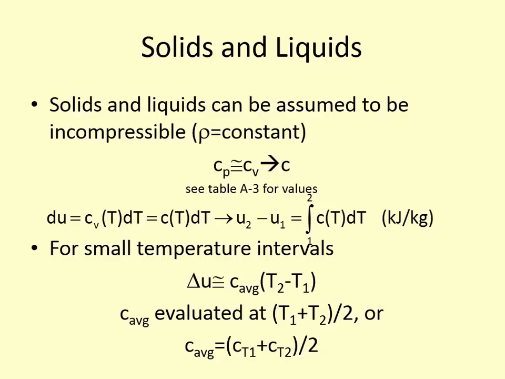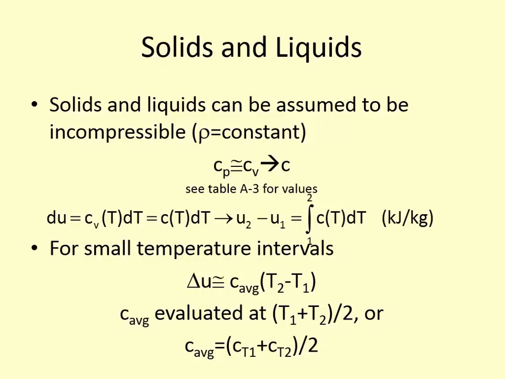For solids and liquids, we can assume to a certain point that they are incompressible, or that the density is constant. Obviously, that's not the case when water is changing from a liquid to a vapor, but we're just talking about the compressed liquid region, where we're assuming the density is approximately constant. So C sub P and C sub V actually go to a single value, because the change in internal energy is the same as the change in enthalpy for liquids and solids. So we can look at table A3 and find values for that.